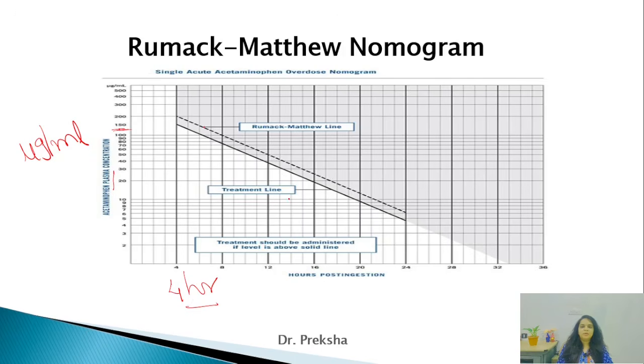It is important to plot this graph only after 4 hours of ingestion, because before that it is difficult to detect the peak level of paracetamol. So you must know the time since the ingestion, and it should be only a single acute ingestion of paracetamol.